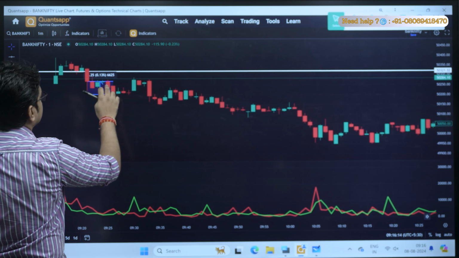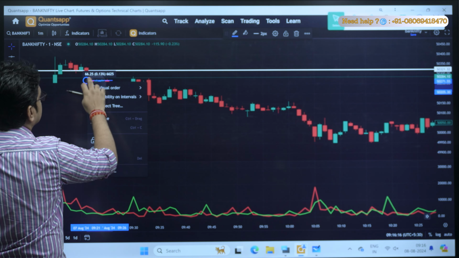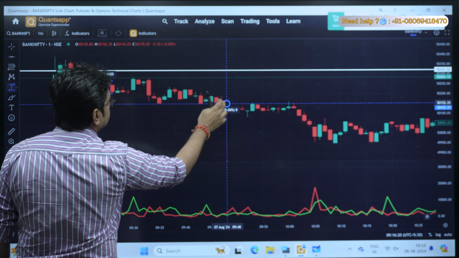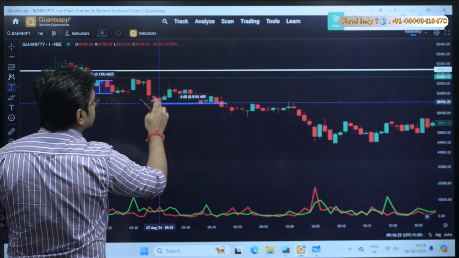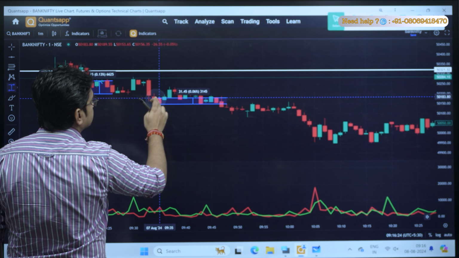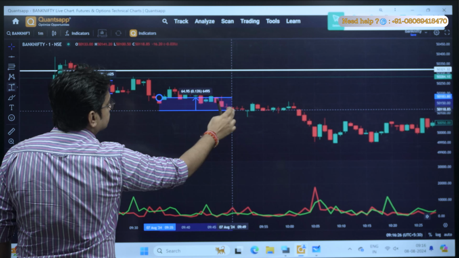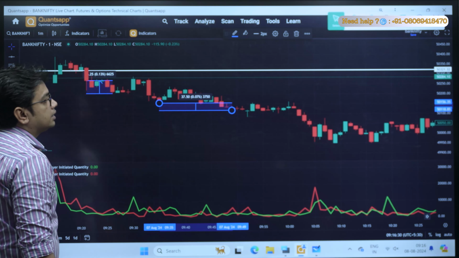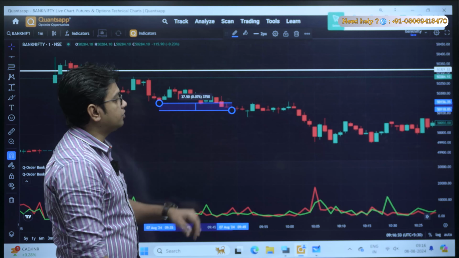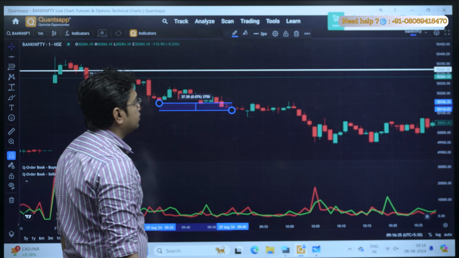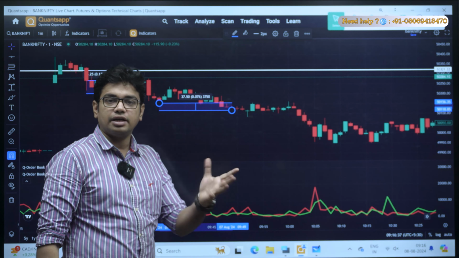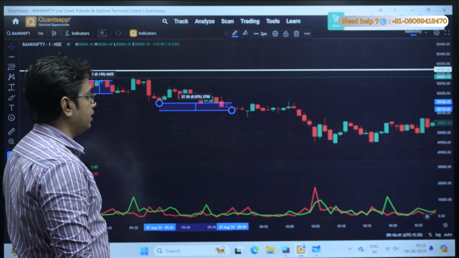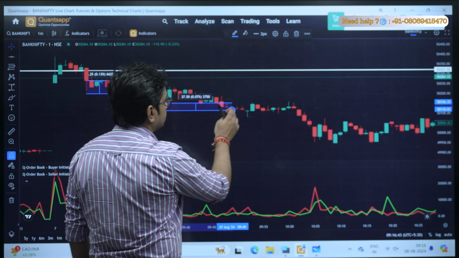So if I am going to shift it, just a minute. So here 37 points, right? If I am going to wait for it, you can see 37 points. So here also I will get like 15-20 points. So that is the second scalping. Now let me show you the third one.